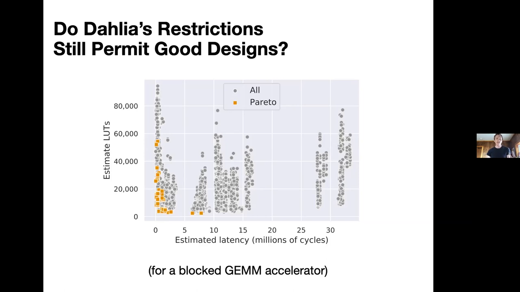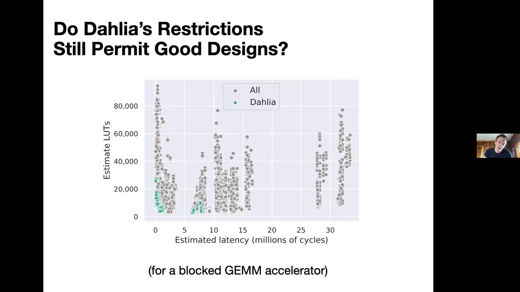I'm highlighting here the Pareto optimal designs that Vivado HLS was able to generate. They don't look quite Pareto optimal because they're actually computed with respect to other resources not shown on these two axes. So the Pareto optimal points, in terms of area and all the resources and also the latency, are the good designs. It would be great if Dahlia were to accept mostly those designs and mostly not the other ones. So fortunately, that is true.